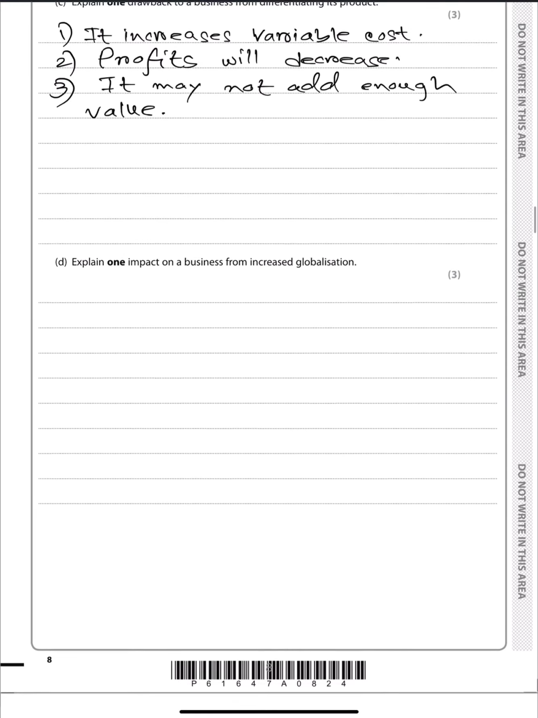All right, let's move on to part D. Explain one impact on a business from increased globalization. So globalization basically means you're trading with the rest of the world and you're more open in the market. So one advantage is that since you're more open, you have a larger market. So my market size increases, my opportunity to sell in more markets increases.